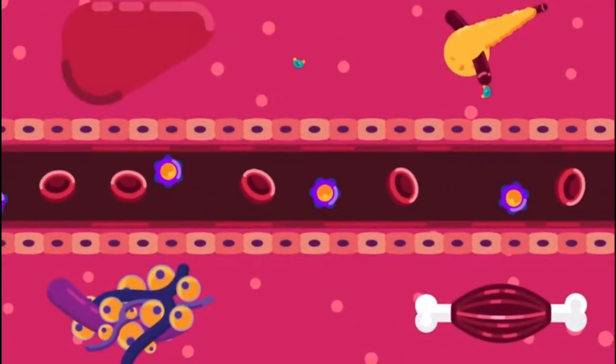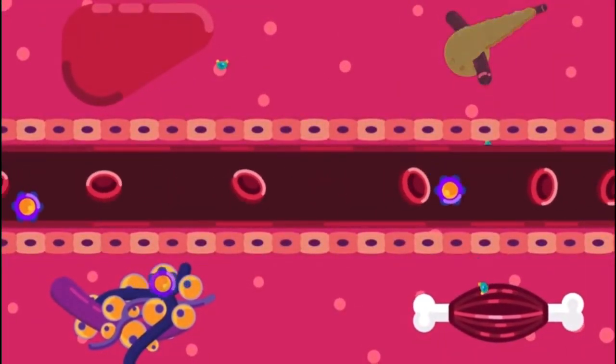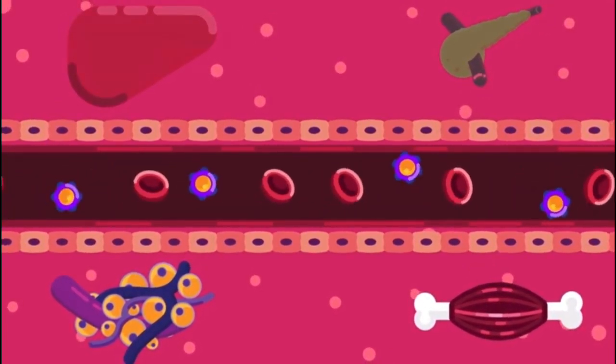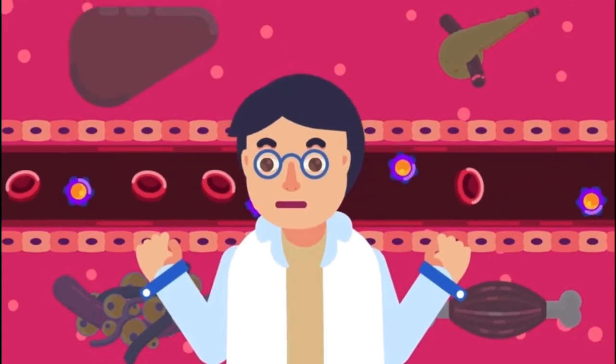Prolonged insulin resistance in type 2 diabetes can eventually lead to beta cells in the pancreas to atrophy and stop producing insulin effectively. Insulin medication must be needed later on.